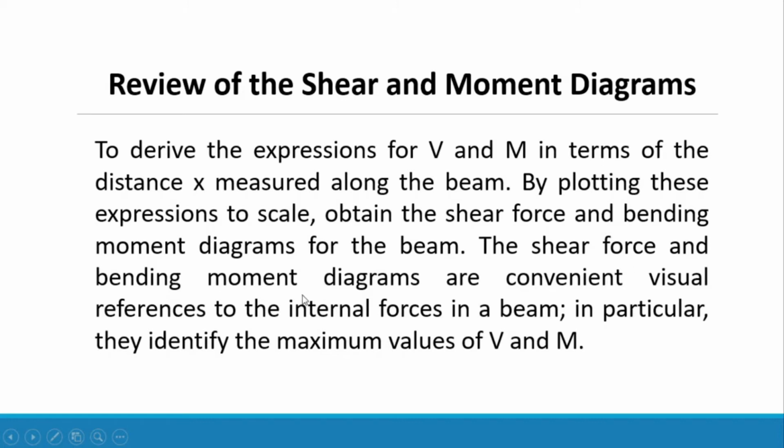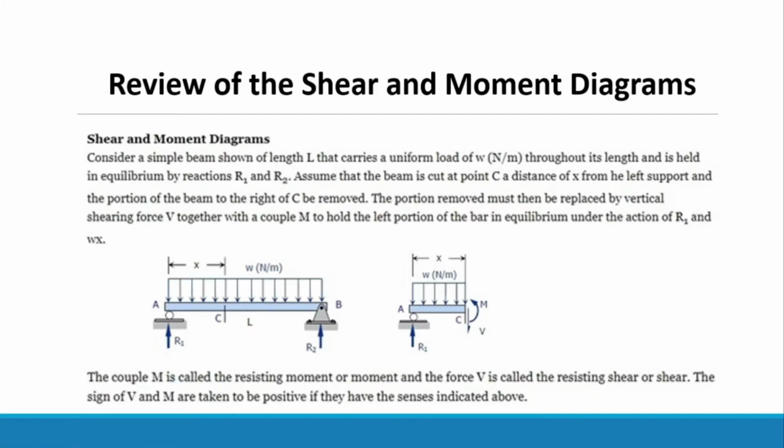The shear force and bending moment diagrams are convenient visual references to the internal forces in a beam. In particular, they identify the maximum values of V and M. Consider a simple beam shown of length L. From point A to point B is a distance L that carries a uniform load of W, in newton per meter. From A to B, we have a uniform load of W throughout its length, and it is held in equilibrium by reactions R1 and R2.